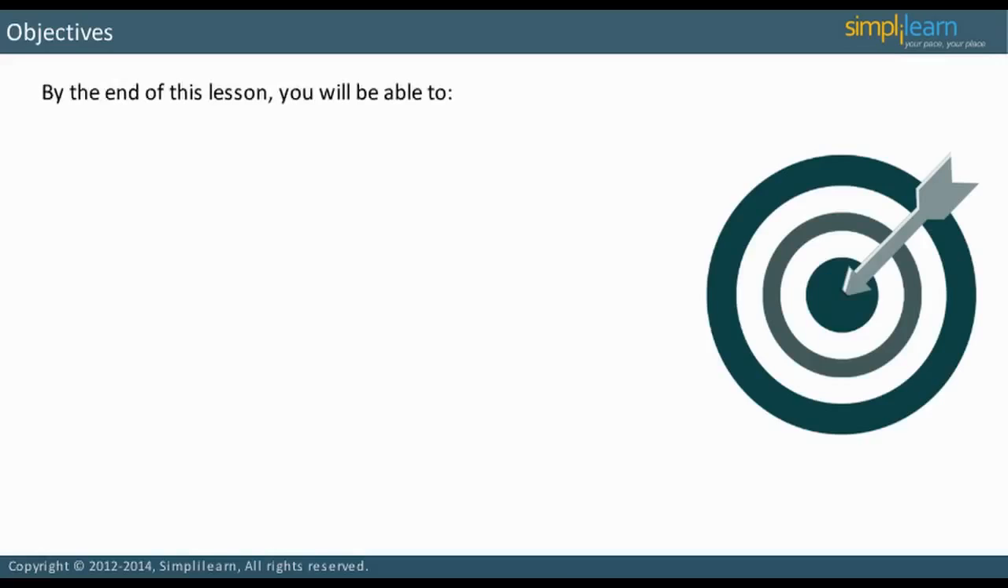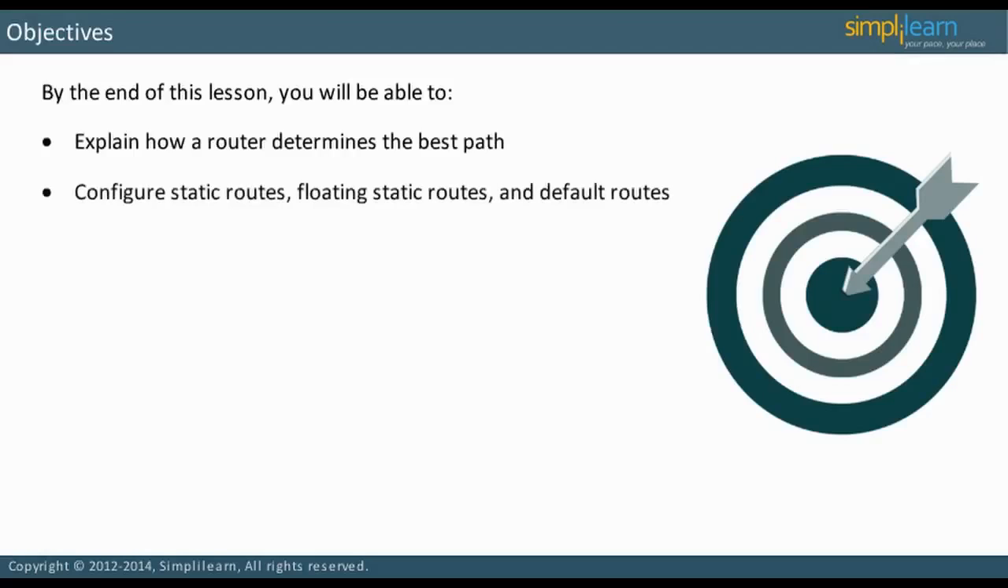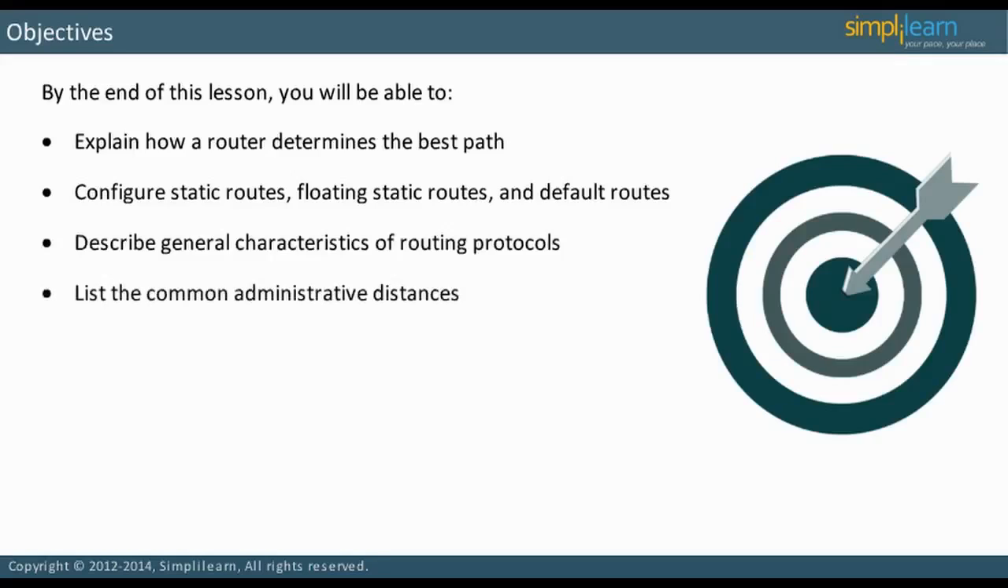By the end of this lesson, you will be able to explain how a router determines the best path, configure static routes, floating static routes, and default routes. Describe general characteristics of routing protocols. List the common administrative distances. Explain the methods of packet forwarding used in Cisco devices.